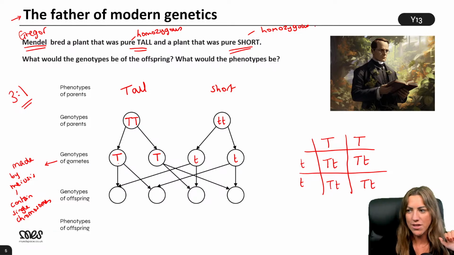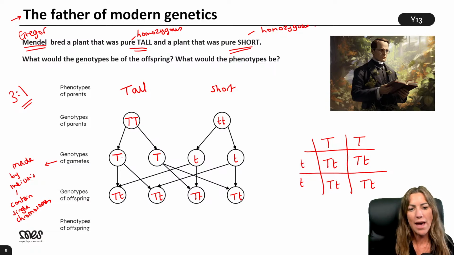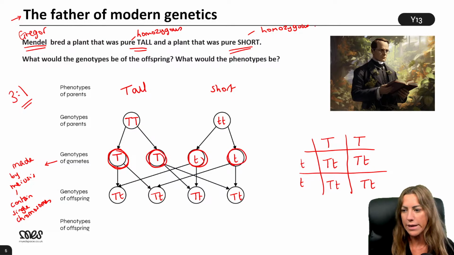I'm using arrows. I just say, well, this could pair with this, or this could pair with this, or this could pair with this. I'm just showing you which gametes could fuse together at fertilization, because one of this parent's gametes is going to fuse with one of this parent's gametes at fertilization. So this is how I was taught to do it, because I used to go, well, this gamete could fuse with this gamete, or this gamete could fuse with this gamete. That's how we used to do it.